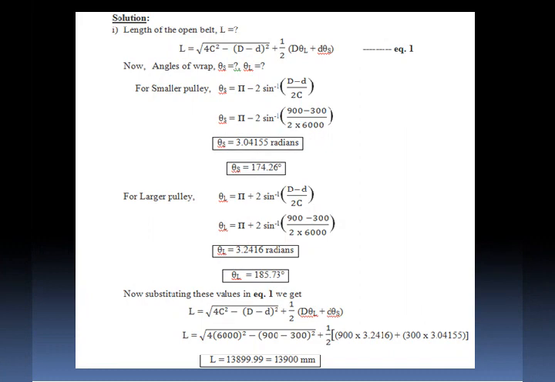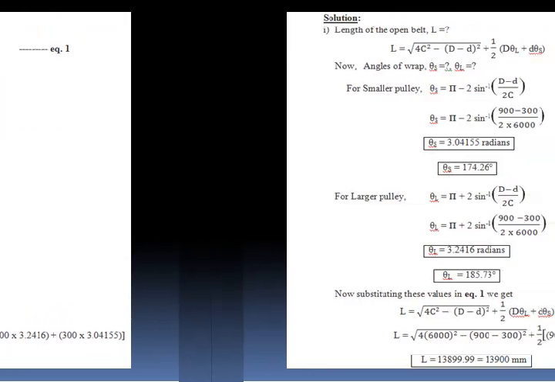Now we'll move on to the solution. First, unknowns we need to find: length of the open belt L and angle of wrap theta suffix S and theta suffix L. These I took as separate unknowns. We'll call this equation 1: length of the open belt L is equal to square root of 4c square minus (capital D minus small d) square, plus half into [capital D into theta L plus small d into theta suffix S]. That I called equation 1.